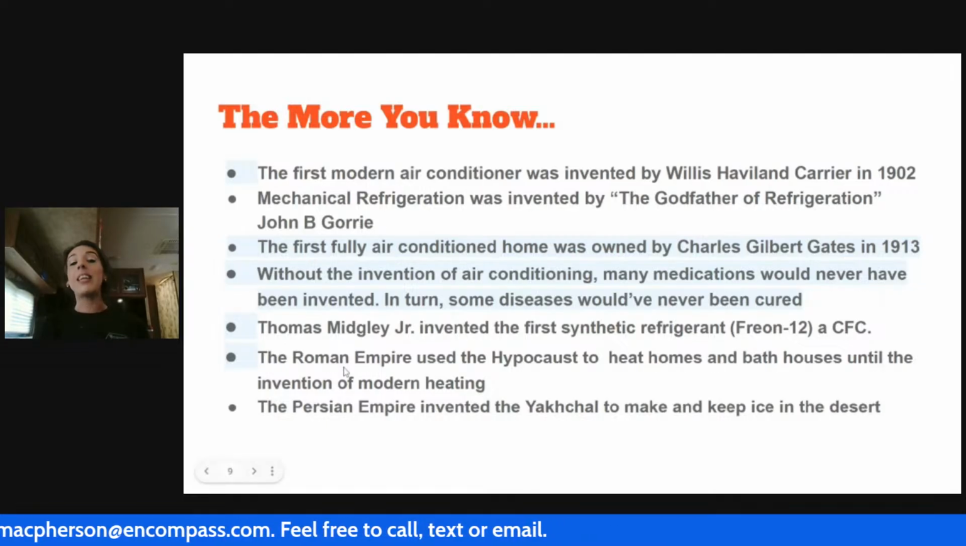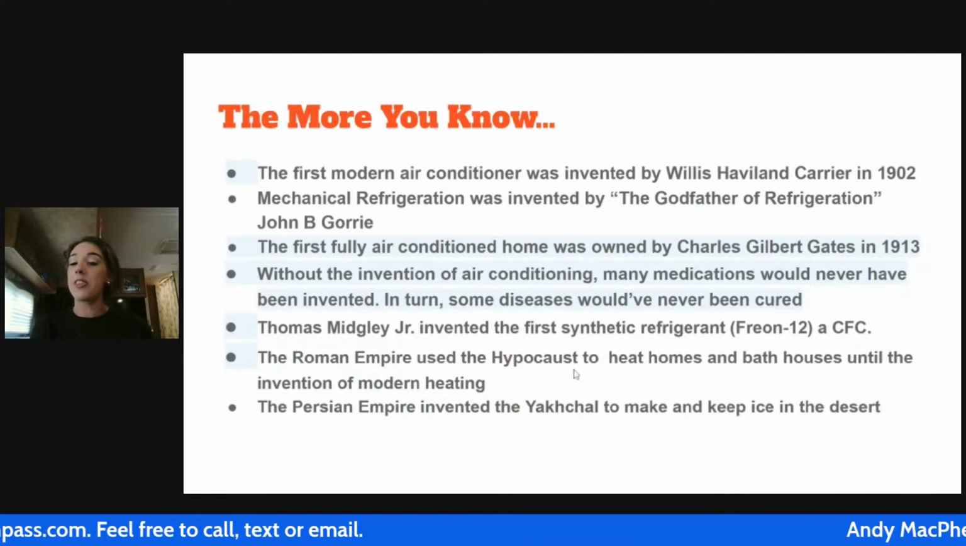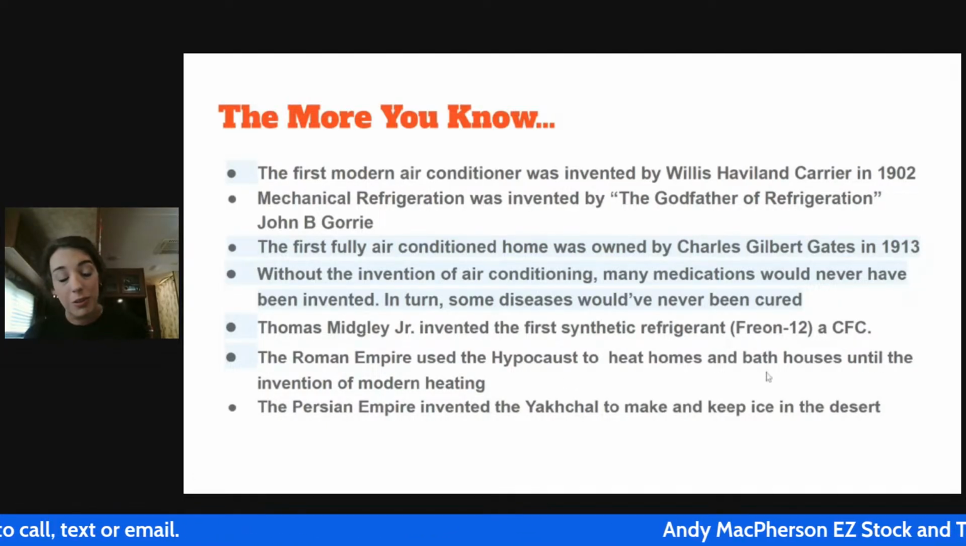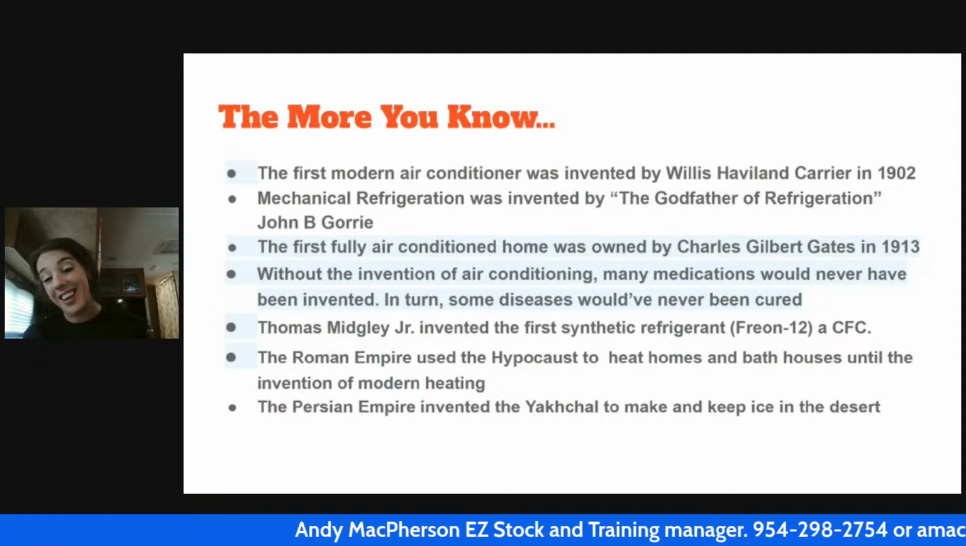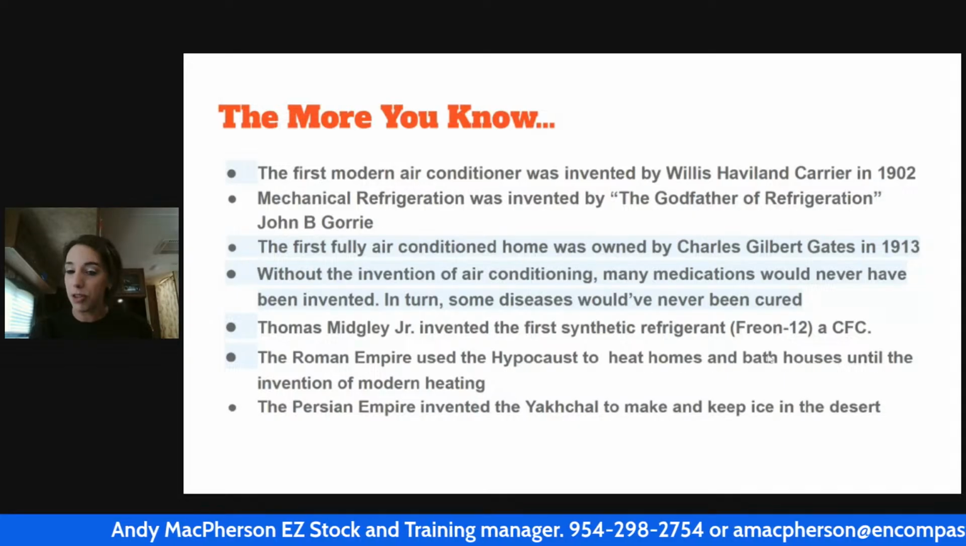Thomas Midgley Jr. invented the first synthetic refrigerant, and that was Freon 12. It was a CFC, chlorofluorocarbon. It was the worst for the environment, obviously, but it was a stepping stone to get us where we are today.